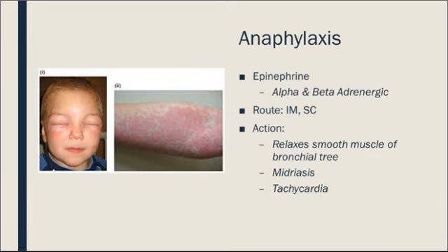Here's a picture of anaphylaxis. Treat with epinephrine. It's an alpha and beta adrenergic, that's the sympathetic nervous system, given IM or sub-Q. It relaxes smooth muscle of the bronchial tree; mydriasis and tachycardia are possible complications. Remember, mydriasis is pupil dilation, because it's your fight or flight, so adrenergic. All through the body, all the smooth muscle is relaxed. I did show you the EpiPen in a previous lecture. They have a junior dose and an adult dose.